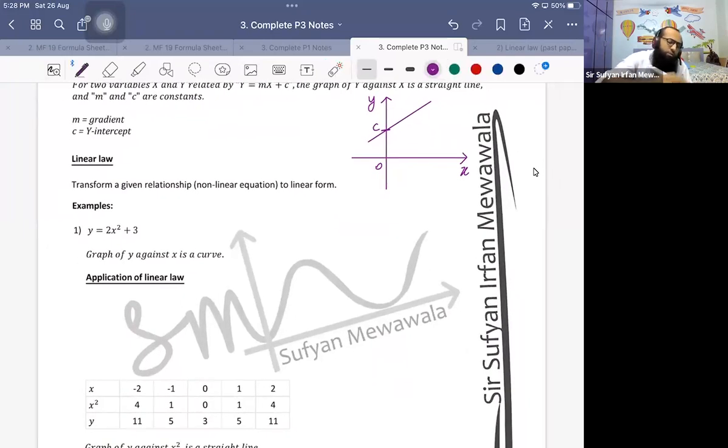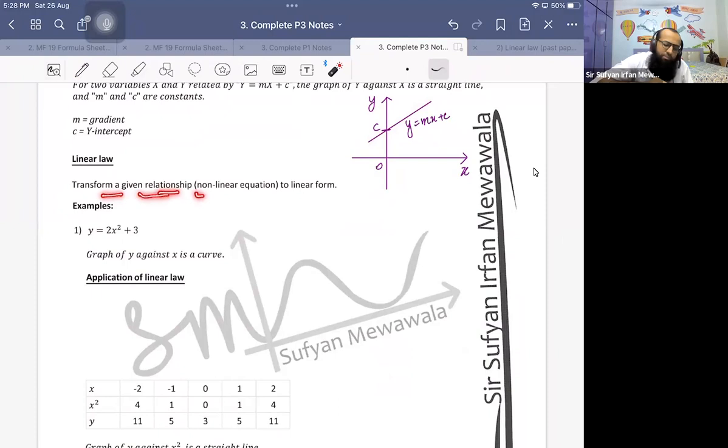So this is a line which has the equation y equals mx plus c, and the gradient is m, right? The gradient, the slope of this line is m. Okay, linear law says transform a given relationship. A given relationship is definitely a non-linear equation, and we need to convert that non-linear equation to linear form. This is the concept of linear law: convert and transform a non-linear equation to linear form.